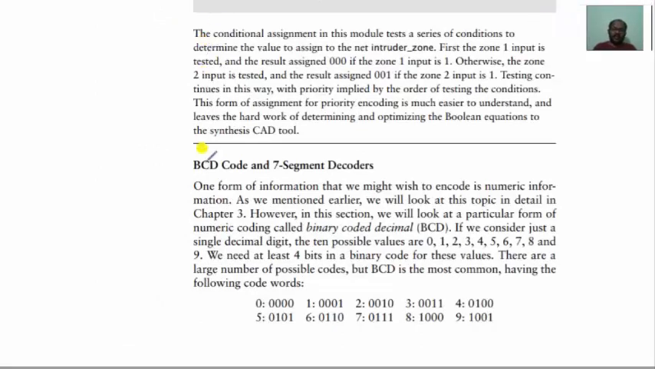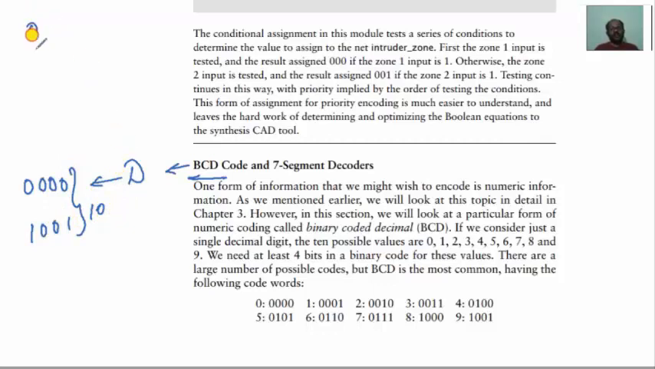Next, let us talk about BCD code and 7-segment decoders. In the case of BCD, binary coded decimal, it is a decimal representation, that is 0000 to 1001. The total representation is up to 10 values. The data is 0, 1, 2, 3, 4, 5, 6, 7, 8, 9, followed by 10, 11, 12, 13, and so on up to 19, followed by 20. Like that you are going to represent.